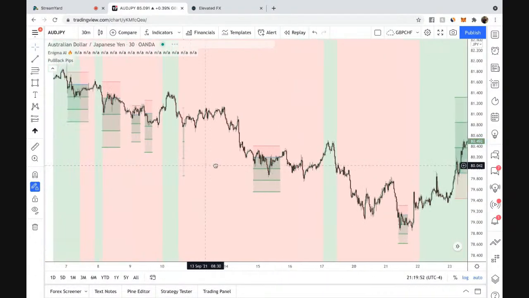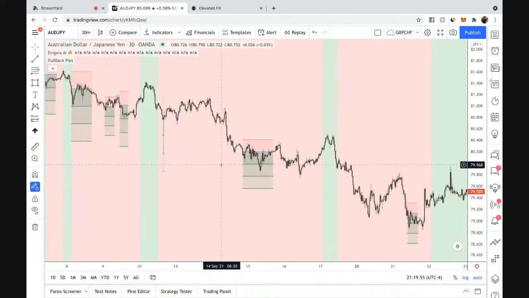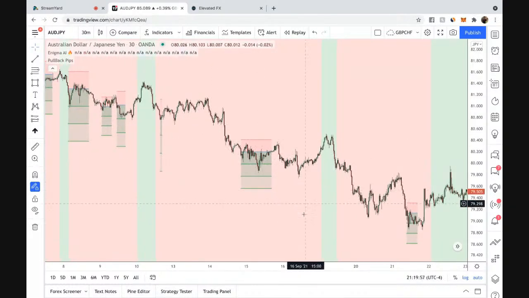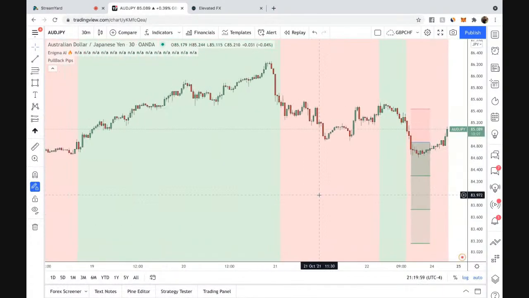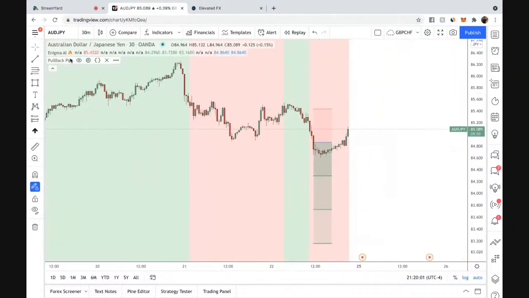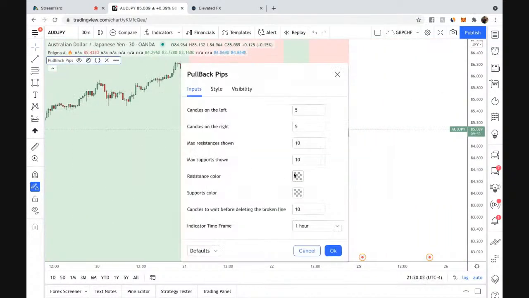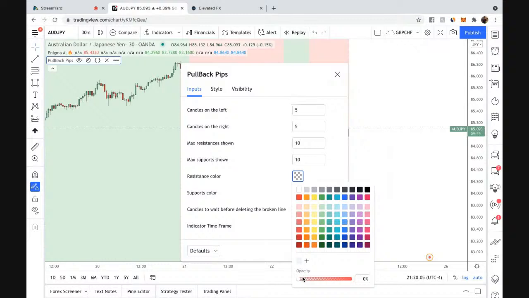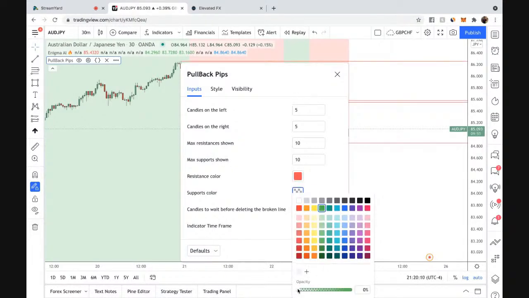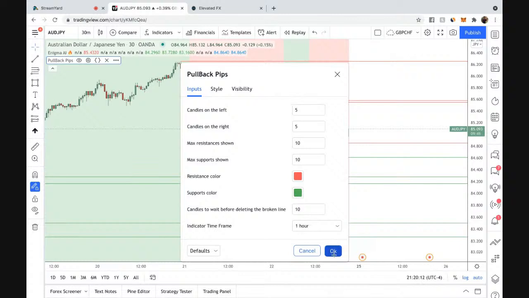So make it work in your favor, right? So let's move on. Now that you know how the bias works, the background bias, the next thing that you're going to have with your pullback pips is your structure levels. Let me say that again, your structure levels. And the main thing that helps us with is truly identifying two things.